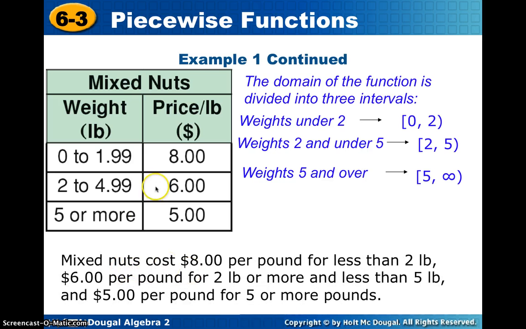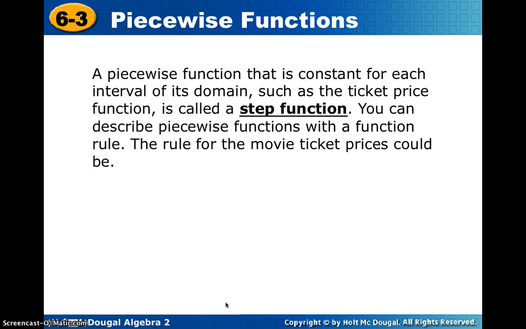Mixed nuts. So now let's write a description in words. Mixed nuts cost $8 per pound for less than 2 pounds, $6 per pound for 2 pounds or more and less than 5 pounds, and $5 per pound for 5 or more pounds.